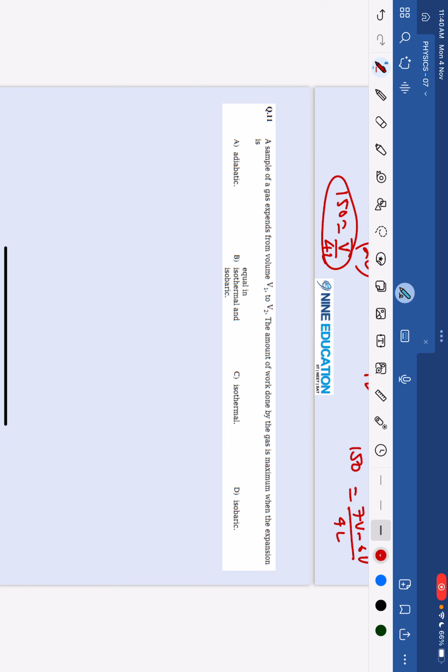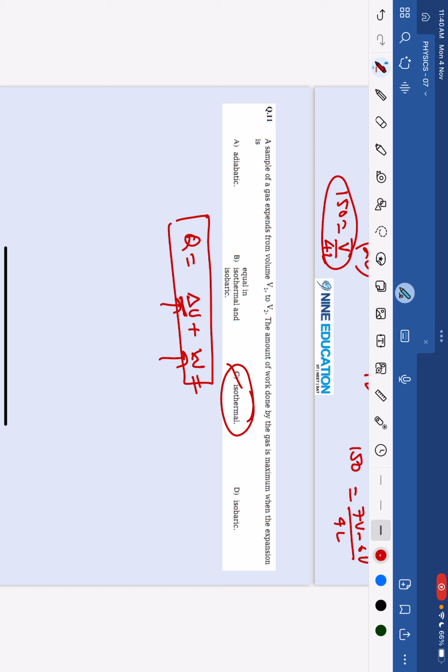Now question number 11. A sample of gas expands from volume V1 to V2. The amount of work done by the gas is maximum when the expansion is isothermal, because we know Q equals ΔU plus W. Basically, all the energy that you're giving is used for only two things: to increase the internal energy and to do some work. If you want maximum work done, you're not spending any energy in increasing the internal energy of the gas. So basically, an isothermal process.